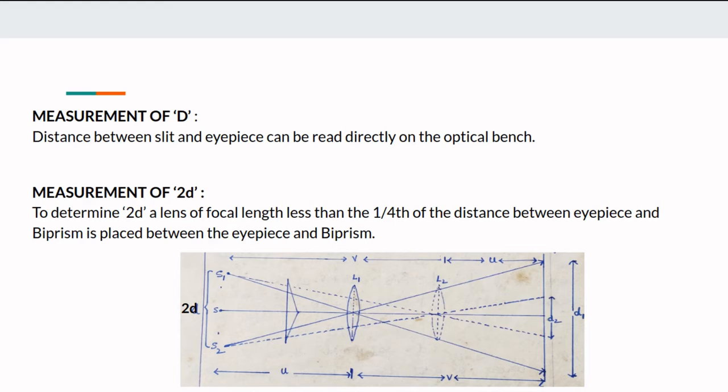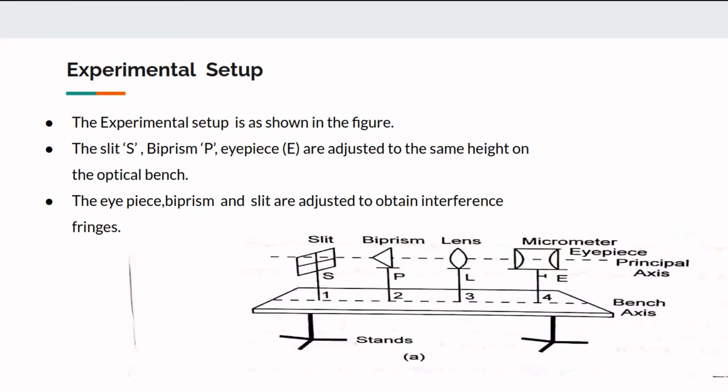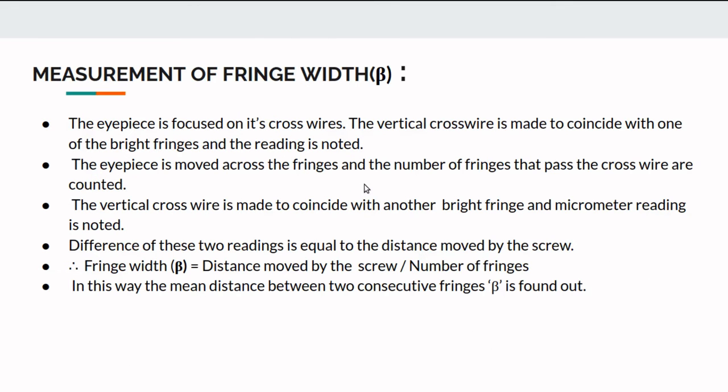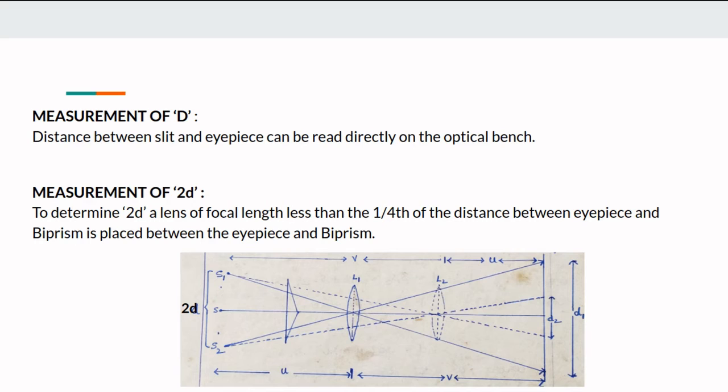In the formula for lambda, there are three factors. The first one is fringe width, which we have already discussed. The second one is the distance between the source and the screen. The third one is the distance between two virtual coherent sources. We have already discussed fringe width. Then the second one is capital D, the measurement of capital D.